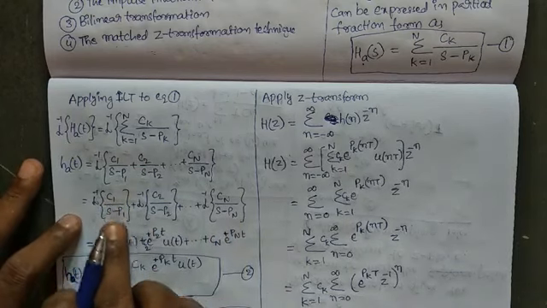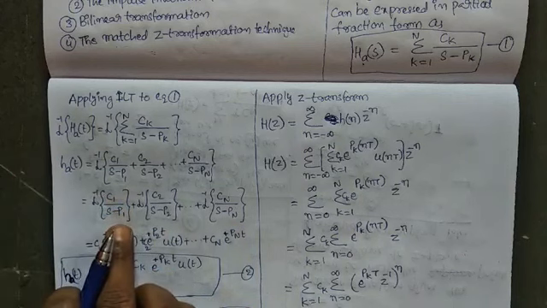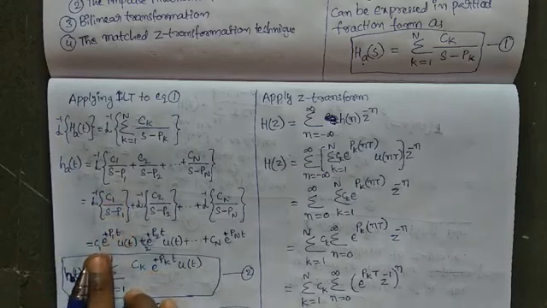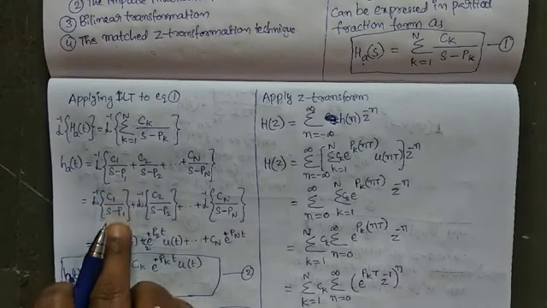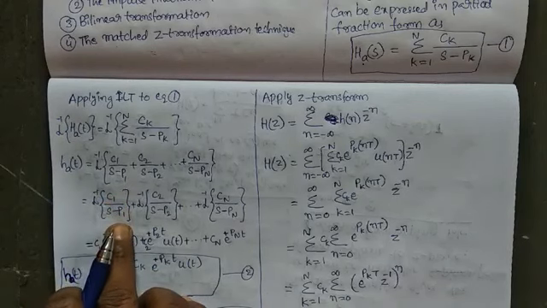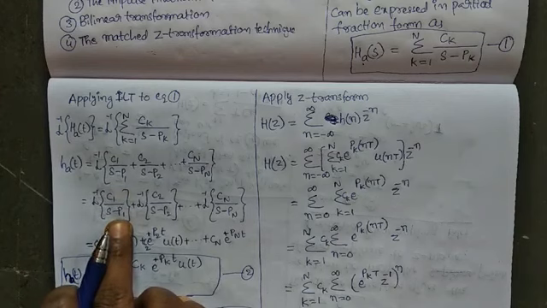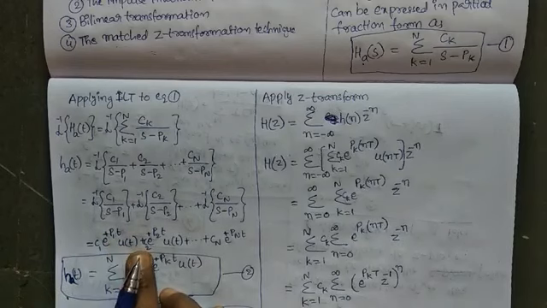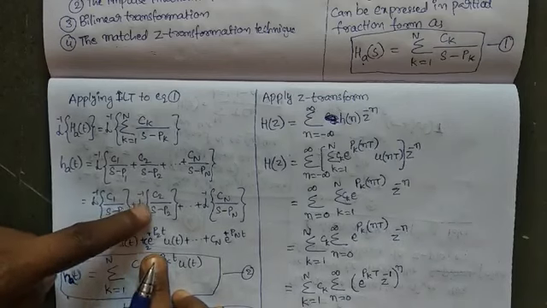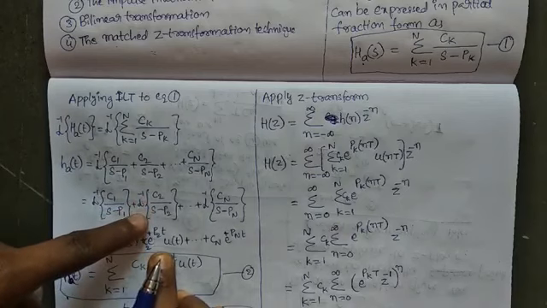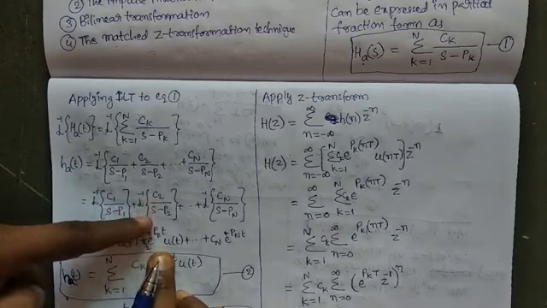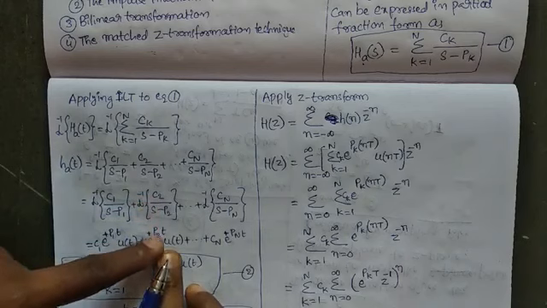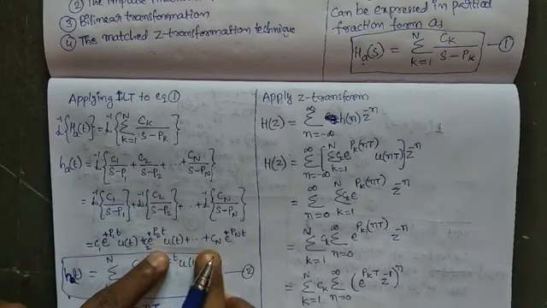Here, what is the inverse Laplace transform of c1 by s minus p1? c1 is the constant. I am taking out the inverse Laplace transform of 1 by s minus p1. Here e power p1 t u of t is the result. Similarly, c2 is the constant, and the inverse Laplace transform of 1 by s minus p2 is e power p2 t u of t, plus so on.